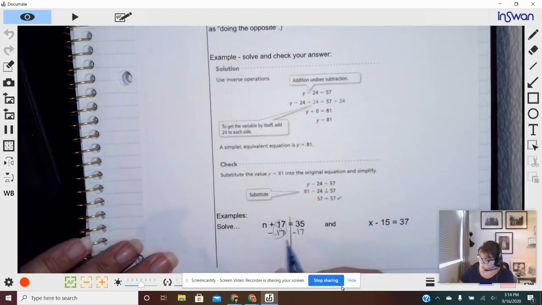So on this side of the equation, I'm left with n, the variable. I'm isolating the variable in order to find its value. Now, I'm just going to do this subtraction problem. 35 minus 17.